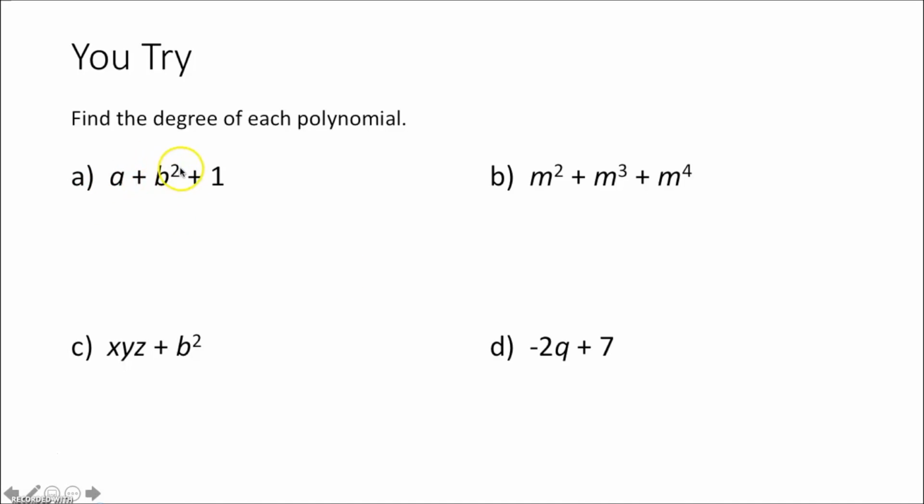You try. Okay, again, looking for the term with the greatest degree. This is degree 1, this is degree 2, this is degree 0. So it would be this one right here. This is a 2nd degree or quadratic trinomial. Here, this is degree 2, this is degree 3, this is degree 4. So degree 4, that's the highest degree, so this technically is a 4th degree or quartic trinomial.